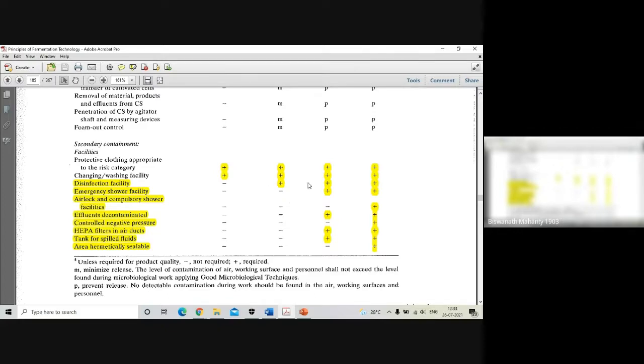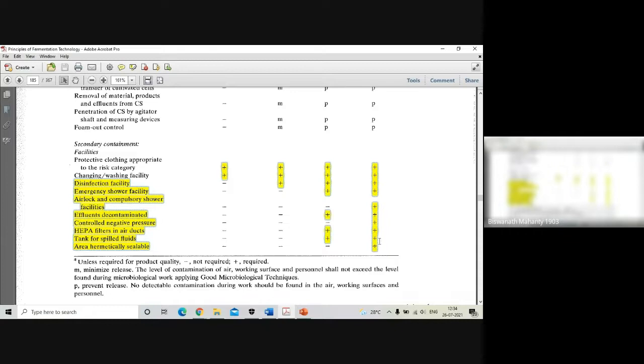So basically you see increasing grades of facility requirement. Last one, you see, area hermetically sealable. Hermetically sealable means you cannot have any passage of air or water in the total containment. It is not like a room, it's like a chamber which is airtight, watertight. That is also required when someone is dealing with microorganisms of B4, and the containment level requirement is 3. The third level of containment is desired.